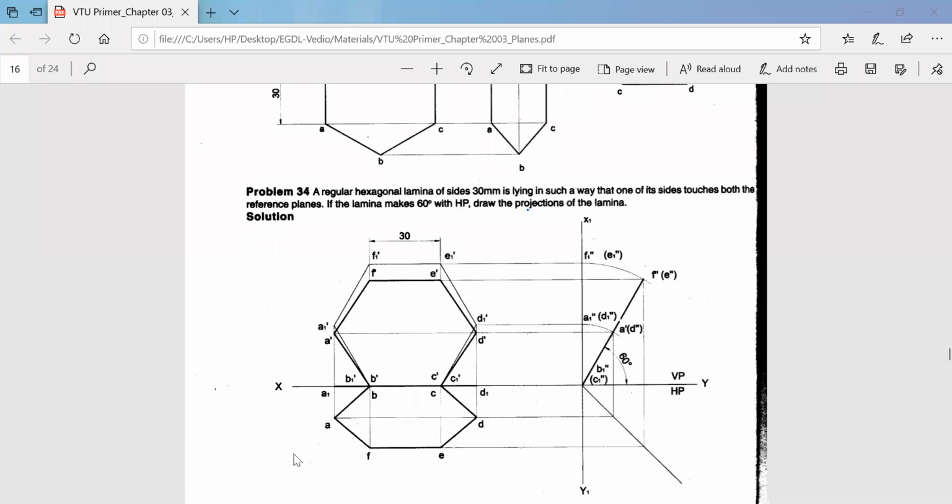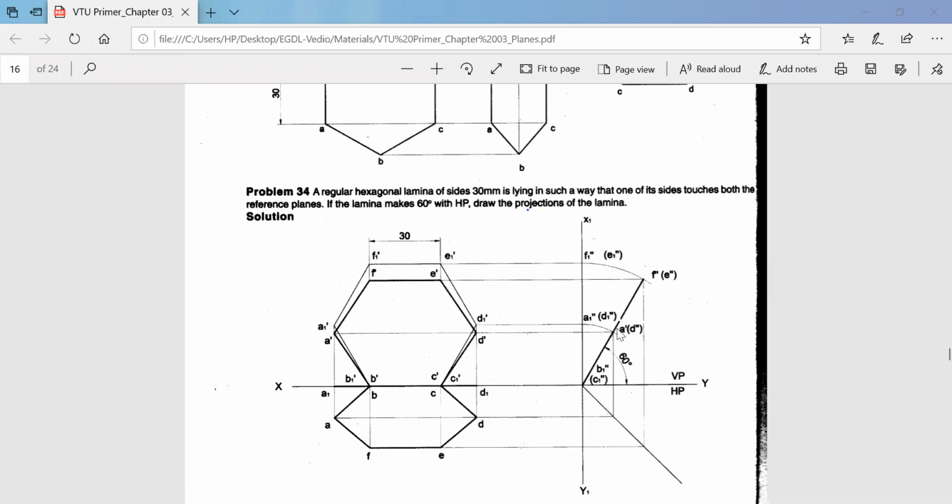So after you extend the projection to the back side, you will extend the projection from here also. A dash, B dash, C dash, D dash, E dash, and C dash come along the same line. F dash and B dash also come along the same line. So you can read the locus, right?